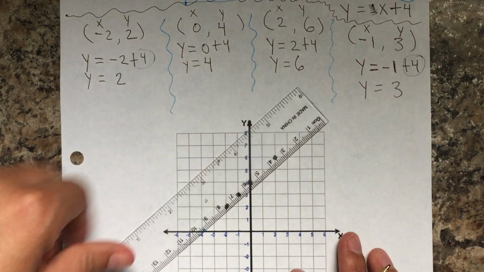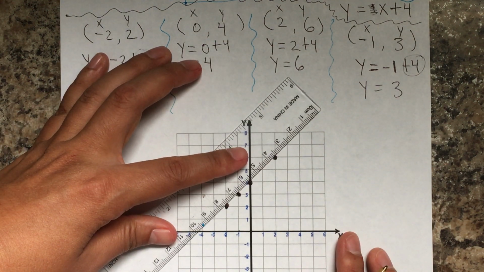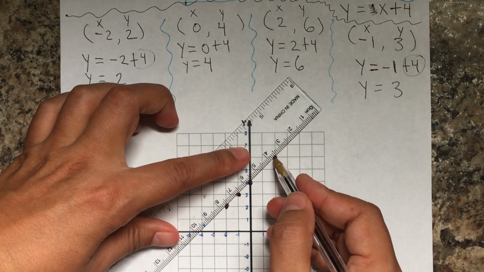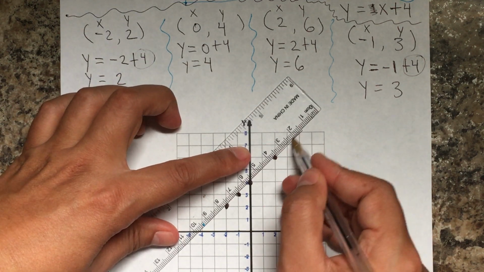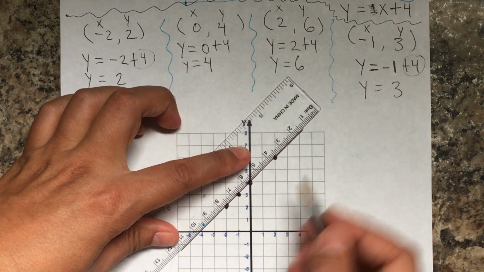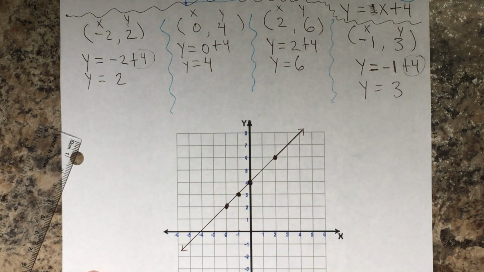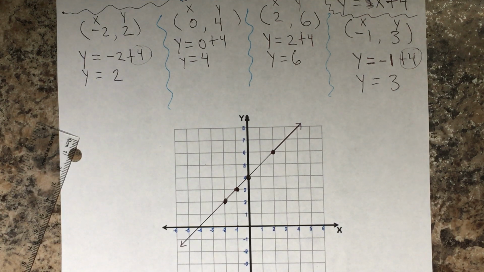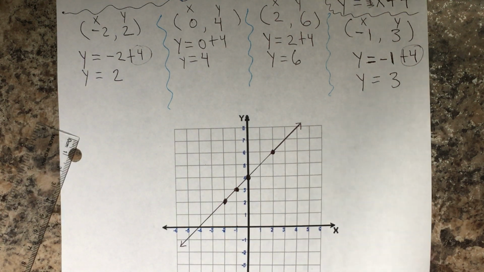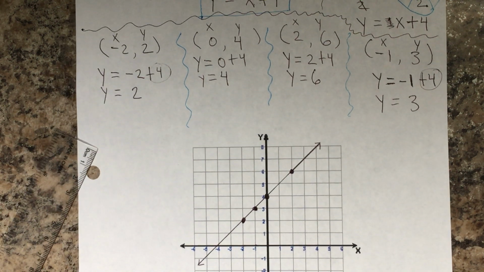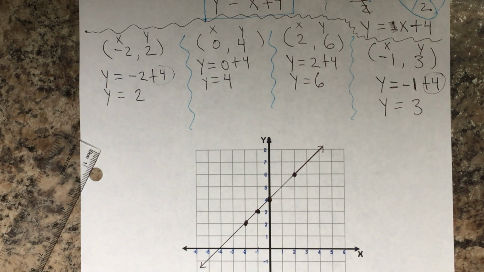And now I'm ready. I can almost immediately see that they are aligning, so that means that we're doing good. Again, remember to put the arrows, meaning that it goes infinitely. Some teachers are not picky, others are. So that's that. Okay, let's do another one.